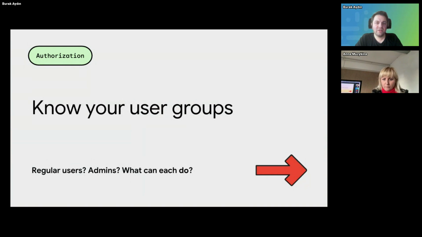Authorization requires understanding user groups. Who uses your application? Regular users, admins, maybe guests or moderators. What can each group access? Regular users see their own data. Admins see everything. Define these groups and their permissions. It shapes every authorization decision you make, and you are not just checking are they logged in. You are checking does their role allow this action.